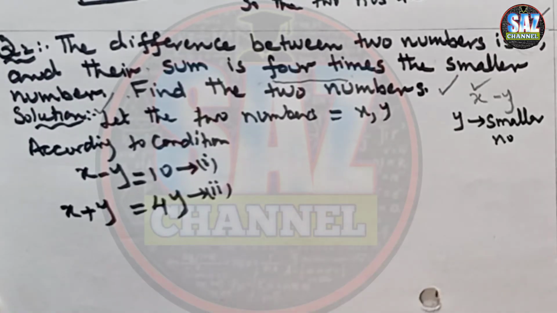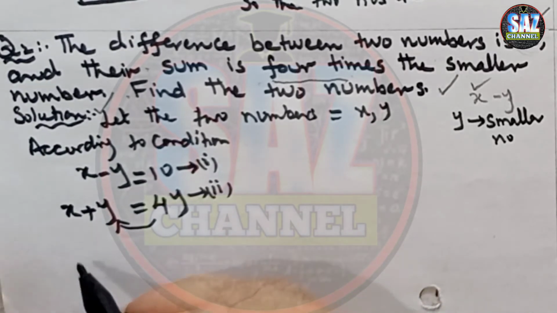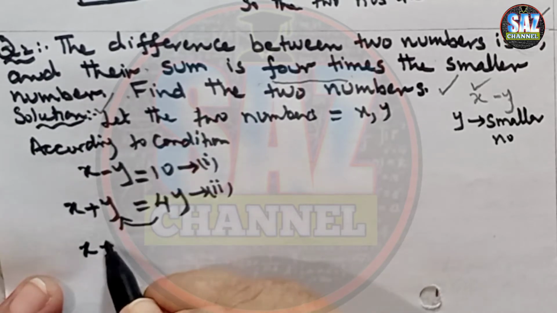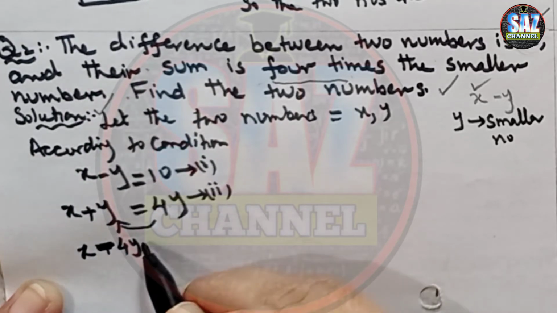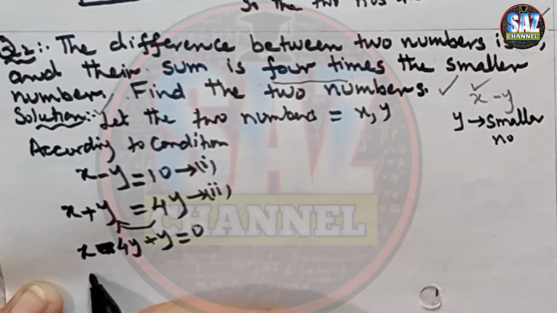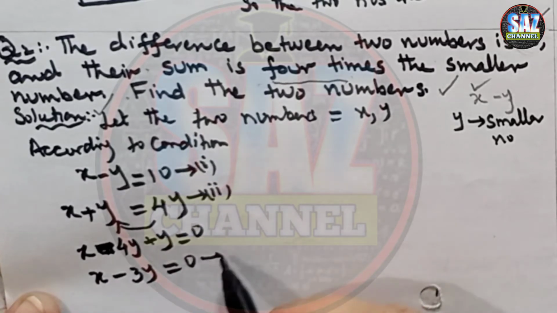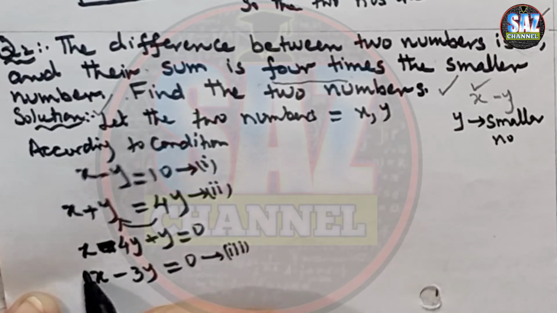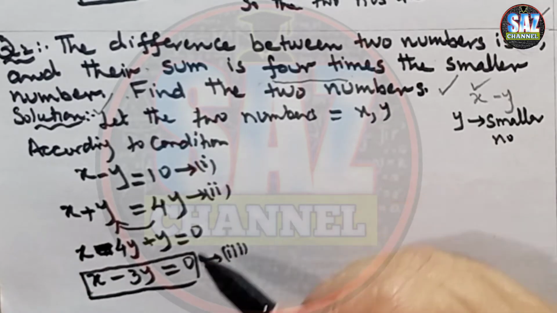Now what we have to do is solve these two equations either by the elimination method or by the substitution method. If from equation 2 I shift 4y to this side, my equation will take the form x minus 4y plus y equals 0, or x minus 3y equals 0, and let it be equation 3. Now we have to solve equations 1 and 3.